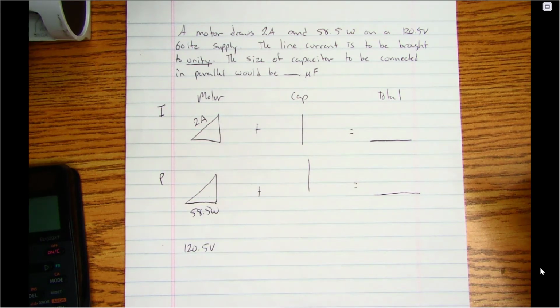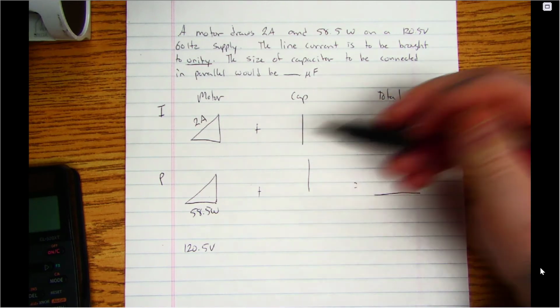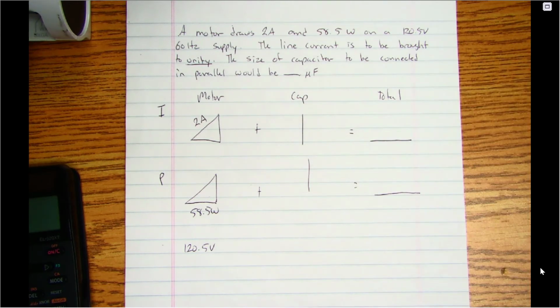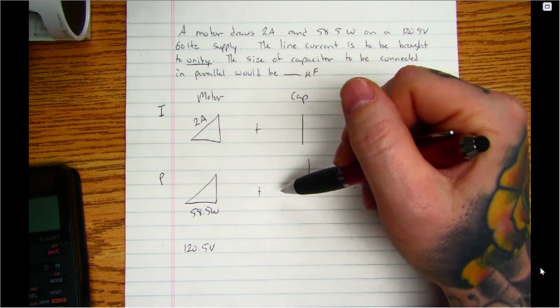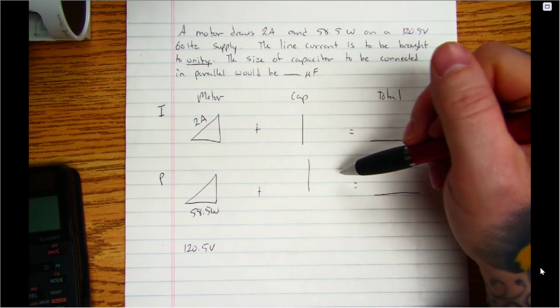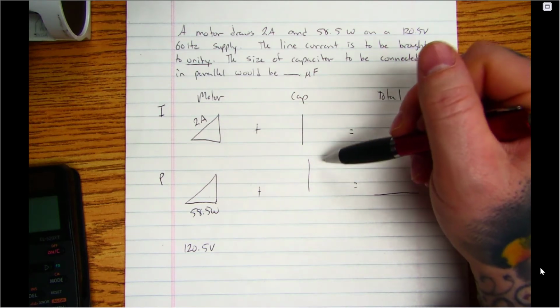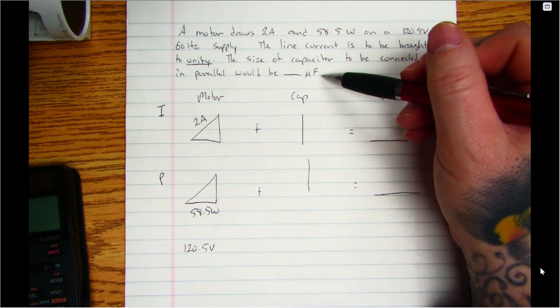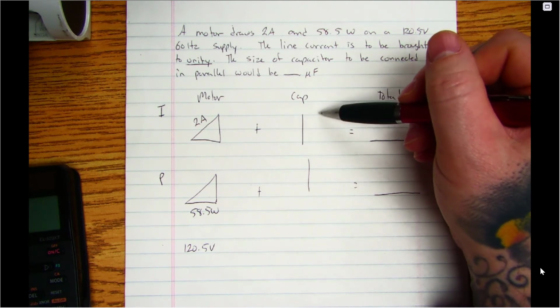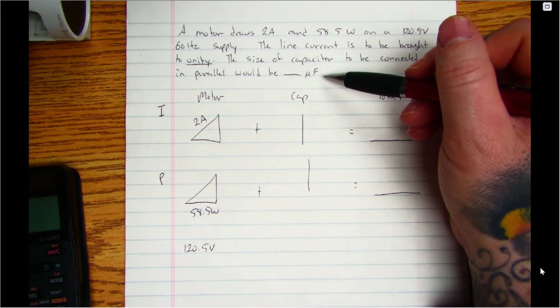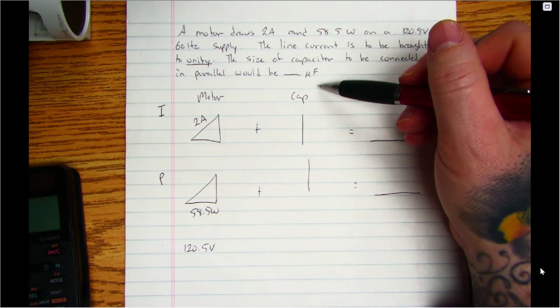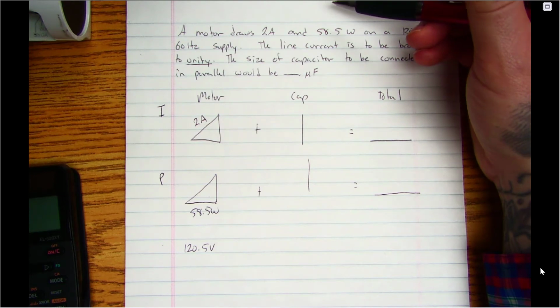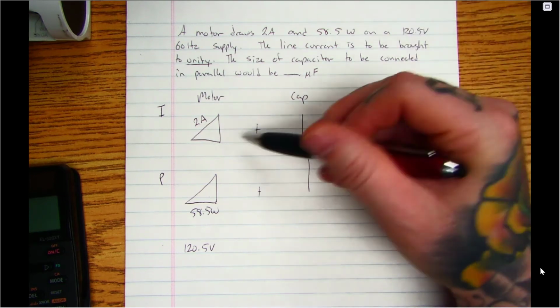Okay, so what we want to be able to do is basically work in one section. Whether you work in the current section or the power section, either way we're going to need the value to get to the microfarad. So if we have to go all the way to the microfarad, I'm going to work in current, because we have to go to the impedance section, get the XC, and then eventually get the microfarad rating.